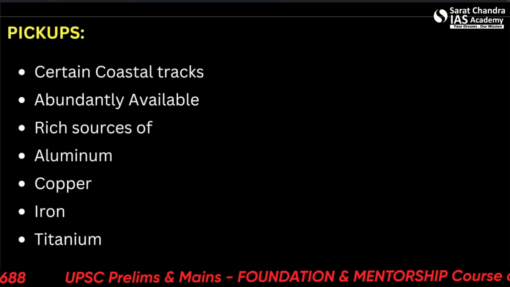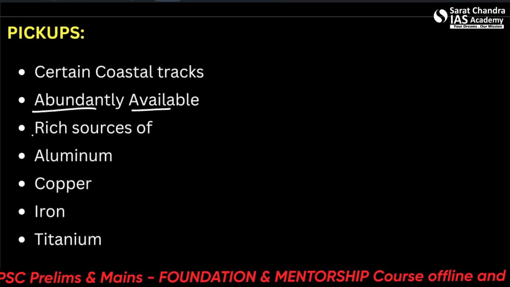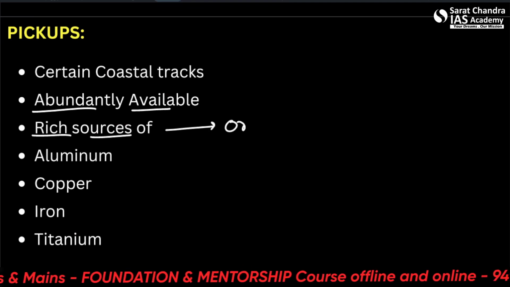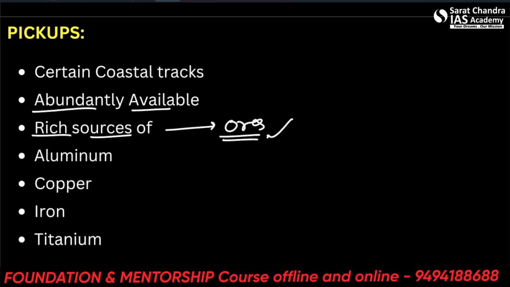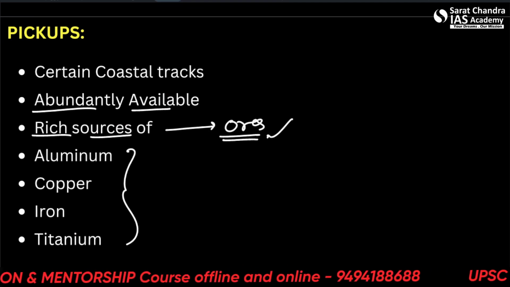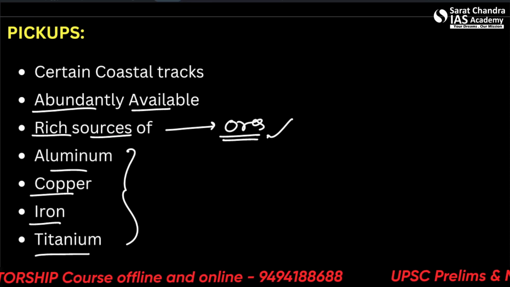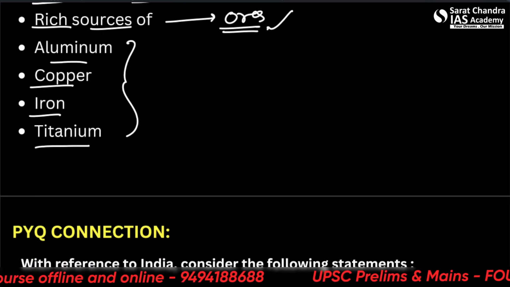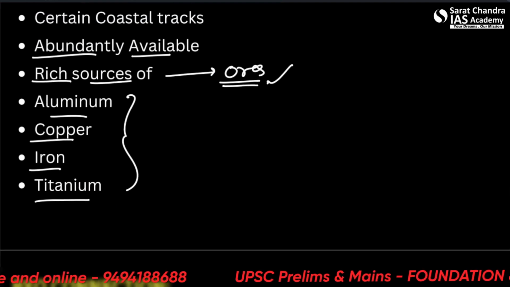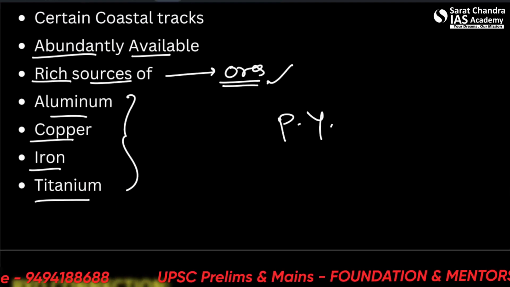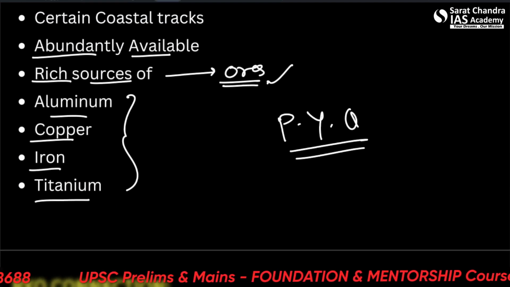Second, it's saying it is abundantly available. Rich sources of, that means ores. And the options are aluminum, copper, iron and titanium. So let's see the connection with the PYQ. PYQ means previous year question, or previously asked question.